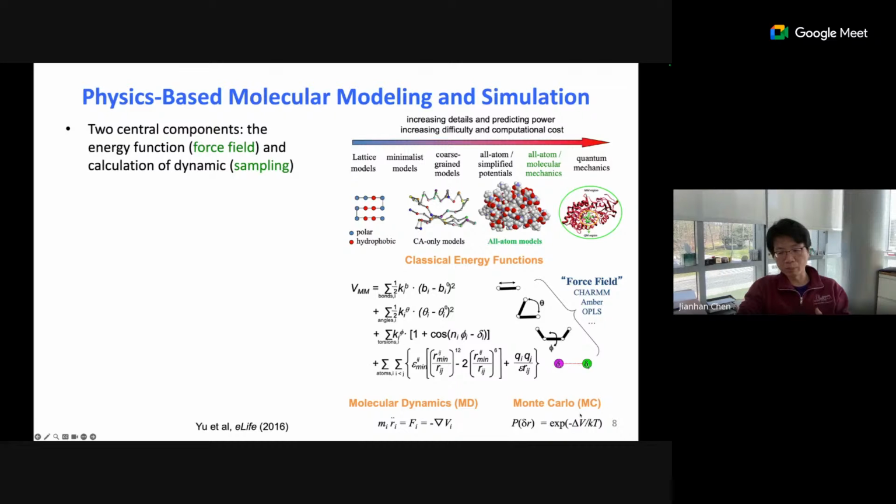Or we can use something called Monte Carlo. In Monte Carlo, essentially, you use a move set to generate a new conformation. Then you use your energy to determine whether you want to accept or reject this move. For simulation of condensed systems, which most biomolecular simulations are, molecular dynamics is much more efficient, for reasons I will not get into.